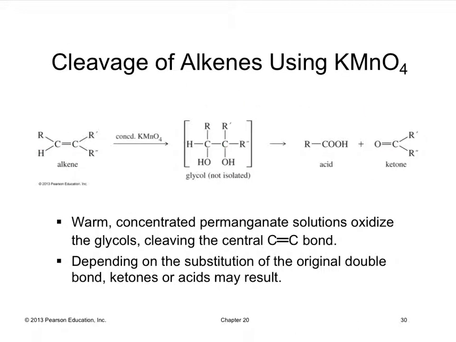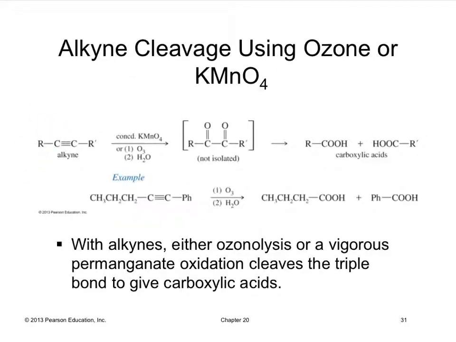You can also cleave alkenes using concentrated KMnO4. This will generate the glycol, which will then subsequently go on to the acid if it has an H on one side. Alkynes are cleaved using either ozone (ozonolysis) or KMnO4. Again, in this case, the diketone is generated, and then that subsequently becomes the carboxylic acids.